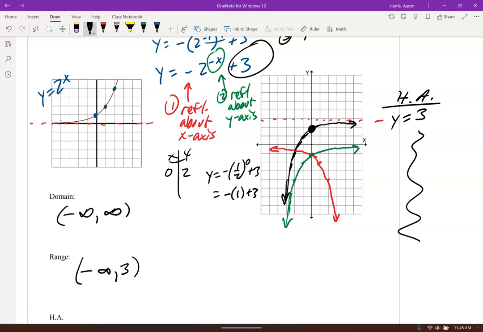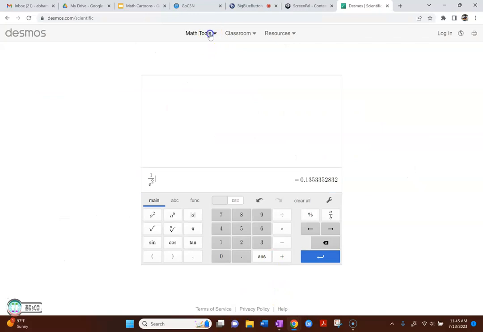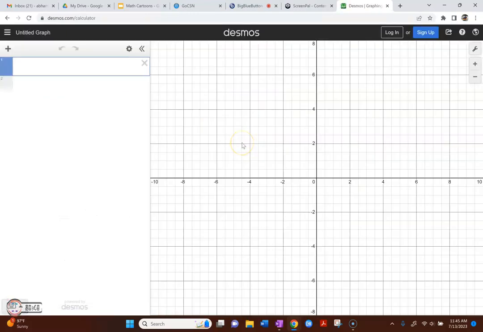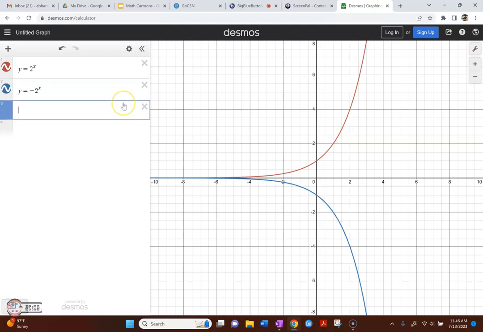And let's also take a nice clean look at this with Desmos. Our original function we said was 2 to the x. There it is in red. And if you flip that about the x-axis, you'd have negative 2 to the x. There it is in blue. And then we're going to take that one and flip it about the y-axis. So there it is in green.